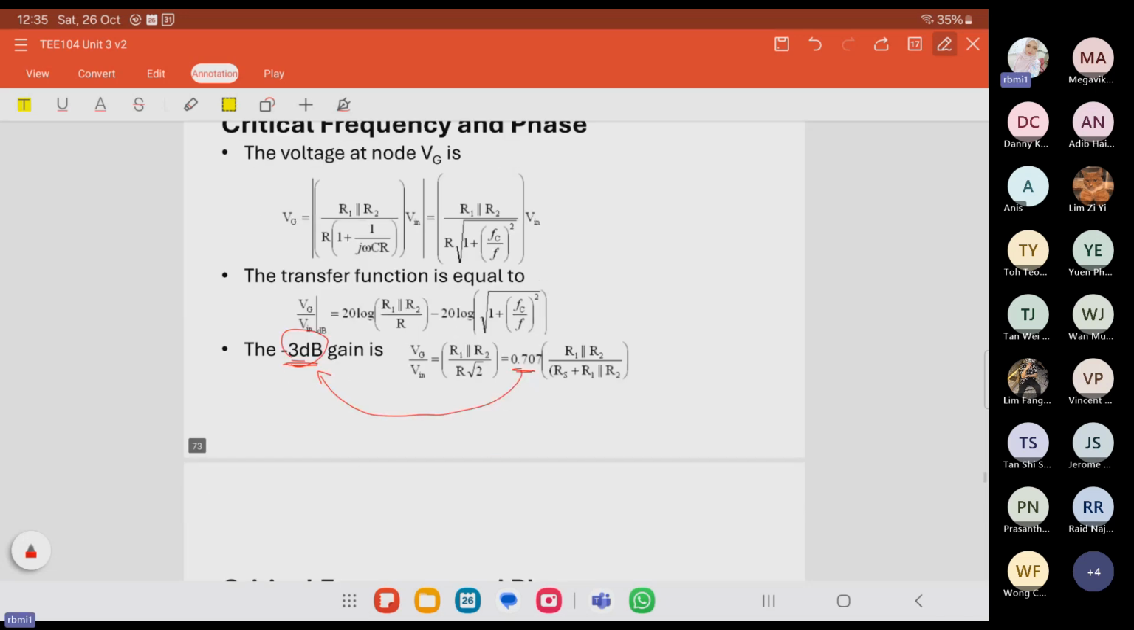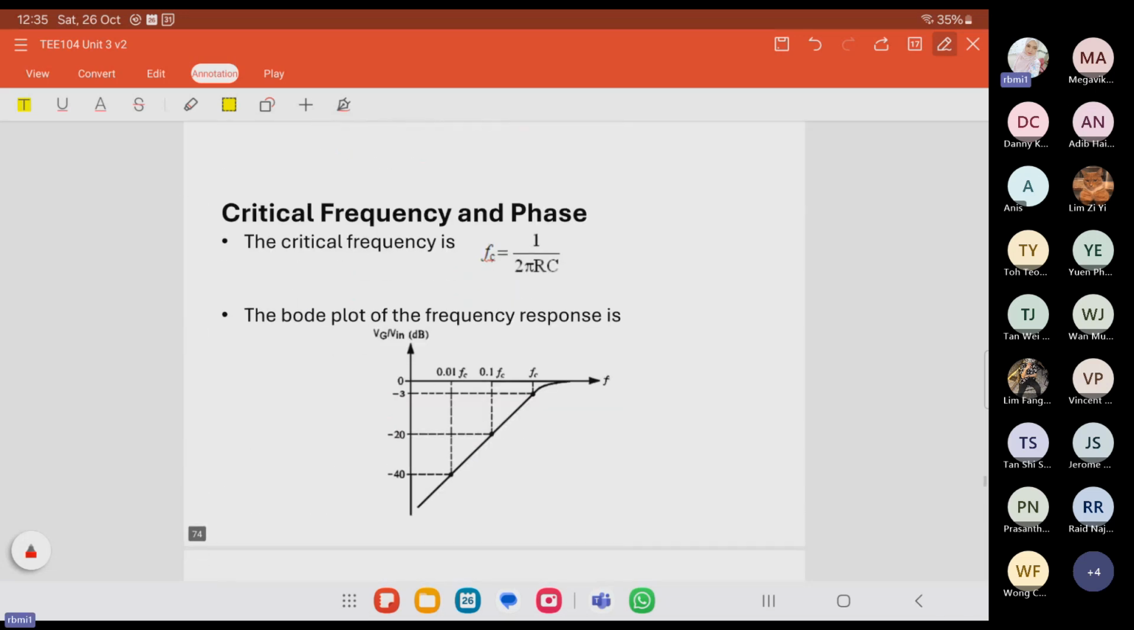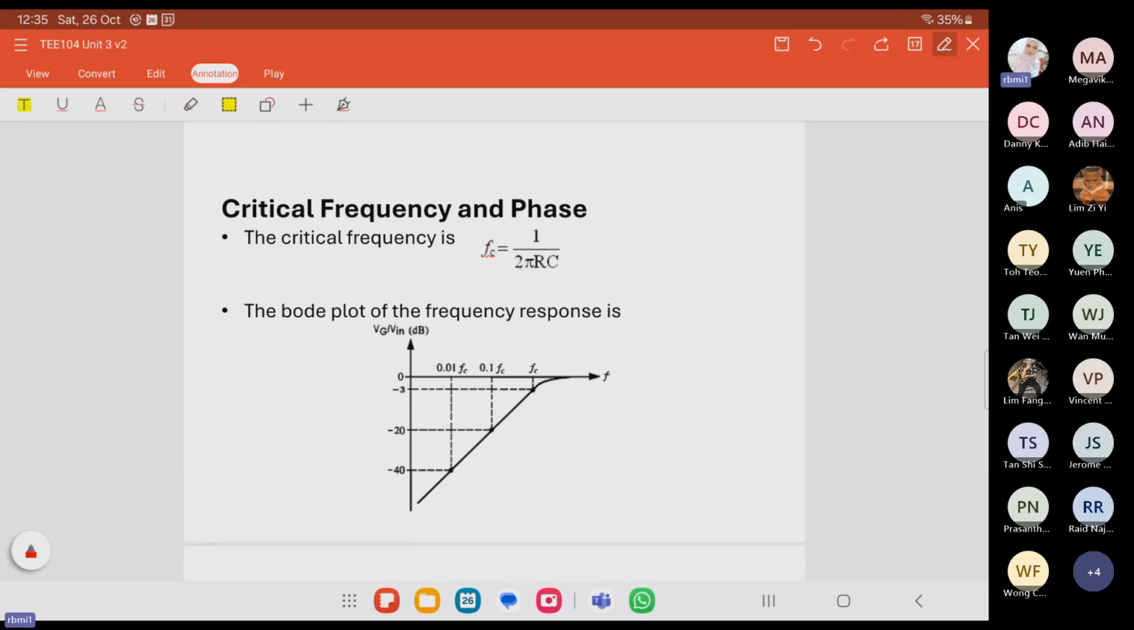Okay, let's see the critical frequency and phase. These are the expressions for analysis in the S domain. RC is also defined as the time constant, or tau. And this one below is the Bode plot of the low frequency response. Okay, how to read this plot?